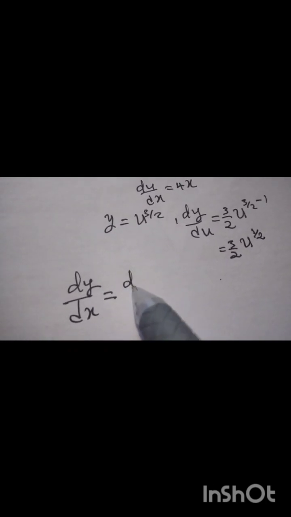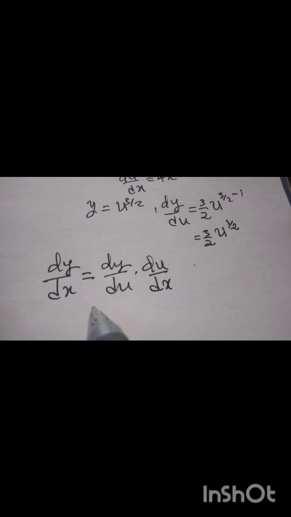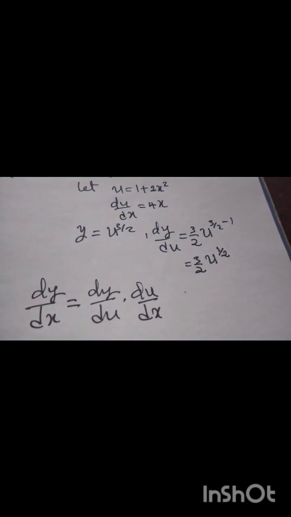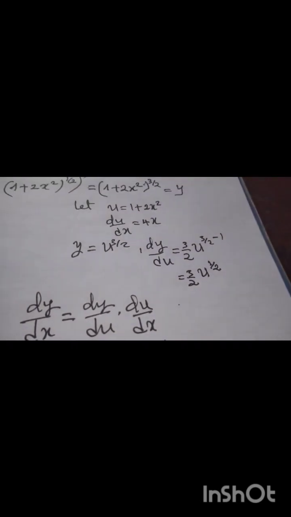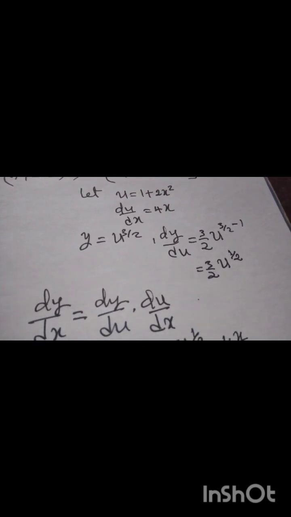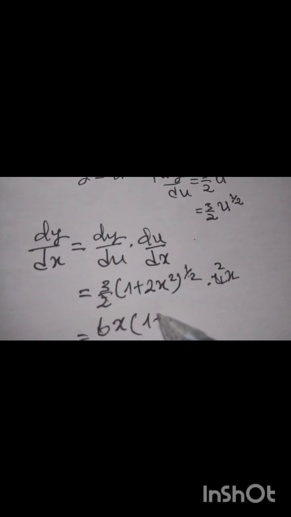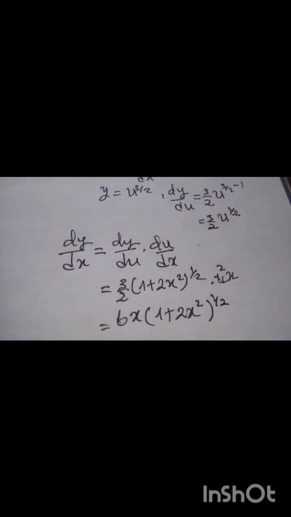So our dy/dx will be dy/du times du/dx. Our dy/du is 3 over 2 u to the power half. Then what is our u? So I will just replace, 3 over 2, 1 plus 2x squared to the power half times du/dx, which is 4x. When we simplify, 2 cancels here, it gives us 2 here. It gives 6x into 1 plus 2x squared to the power half.